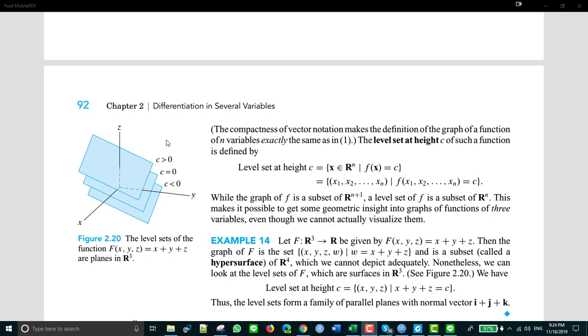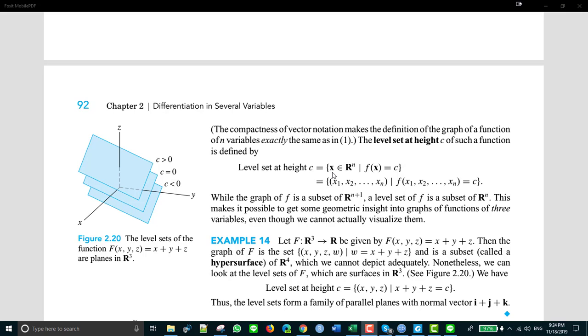And we can even talk about level curves. Of course, we can't visualize any of this, but we can just generalize our definition of a level curve to functions from Rn to R. Since we use vector notation, it's actually the same definition except for the n here. So the level set at height c of such a function is defined by the level set at height c equals the set of all.